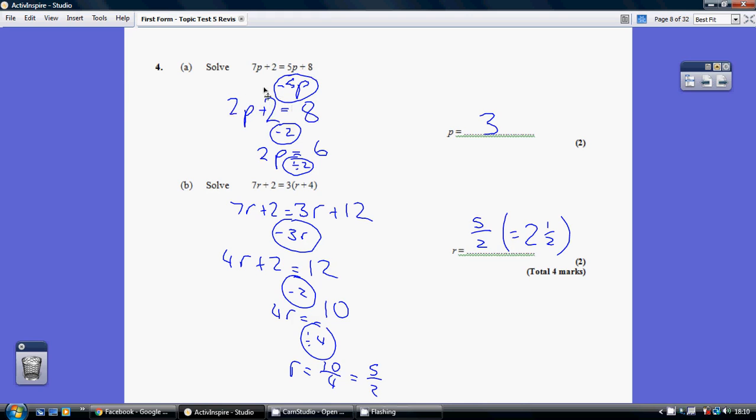How do we undo an adding of 2? We take away 2 from both sides, so 2P equals 6. How do we undo a timesing by 2? We divide by 2, so P equals 6 over 2, which is 3.